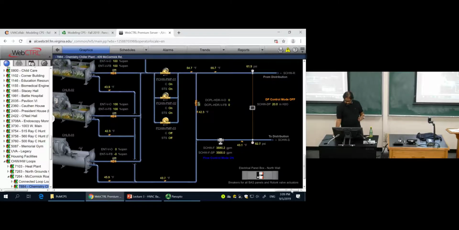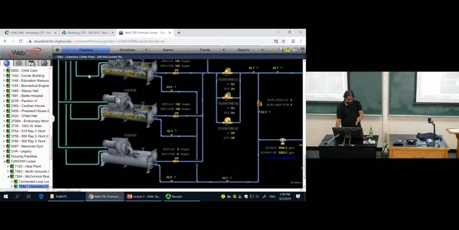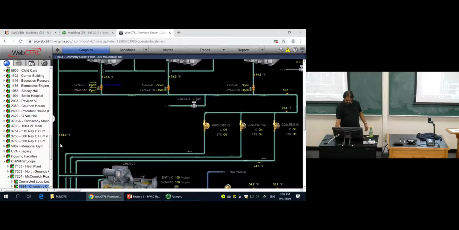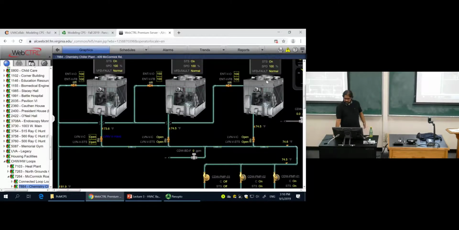So on the other side of the chiller, this light blue or cyan pipe network is the condenser part, right? So we take this water at, let's say, 81 Fahrenheit. We send it to these cooling towers. All 3 are working. Actually, all 3 are working at 100% right now. So we are sending it to the cooling towers.